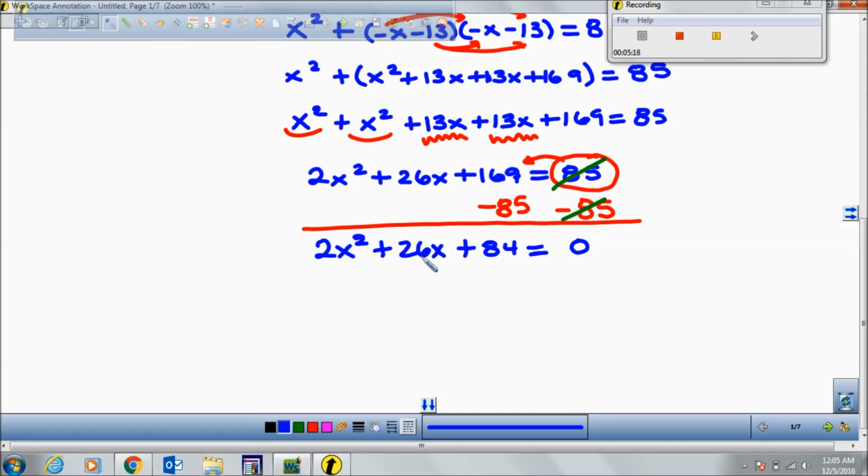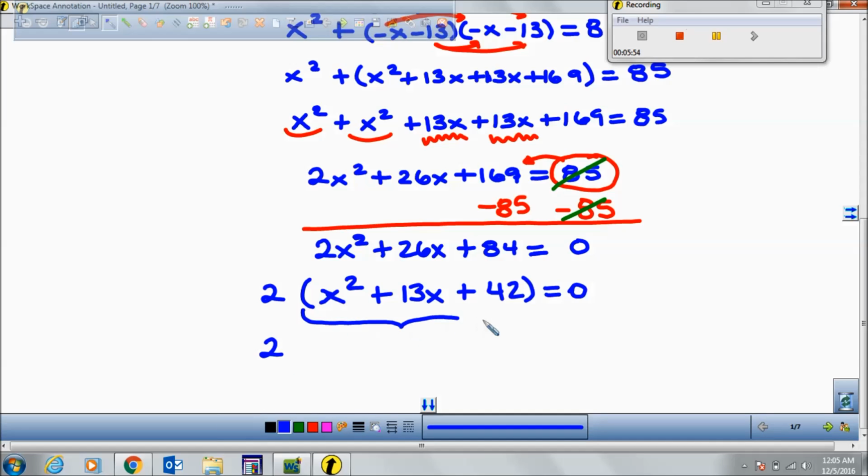So 2, 26, and 84 all have in common that they can be divided by 2. So the greatest common factor of all of them is 2. By using reverse multiplication, or the reverse distributive property, we're going to do 2 times what gives me 2x squared, well, 2 times x squared. 2 times what gives me 26x, 2 times 13x. 2 times what gives me 84, it's going to be 42, equals 0. And next, we factor again this expression as a trinomial.